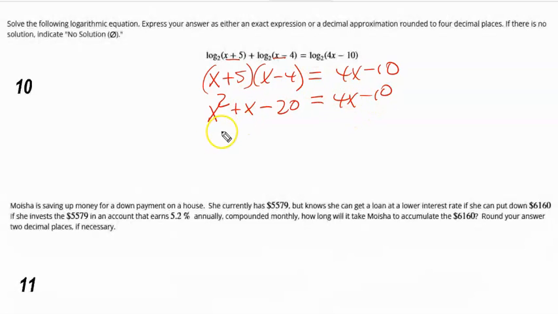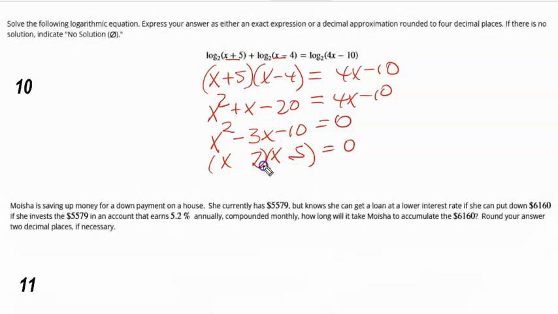Transpose this to this side. This gives me x squared minus 3x. Now we're going to add 10 here. Gives me a negative 10 equals 0. Factor this. X, 5, 2. Our middle term is negative, so this needs to be a negative and plus. So here we get x equals a negative 2, or here x equals 5.